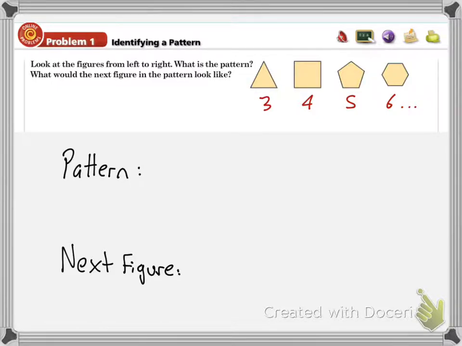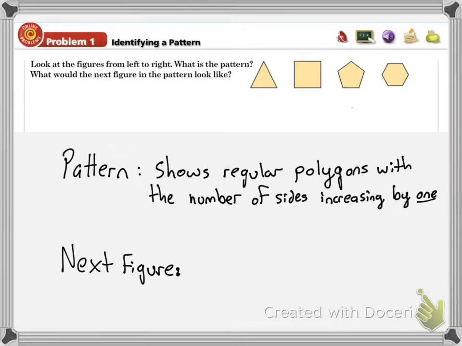So to describe that, I would just say that the pattern shows regular polygons with the number of sides increasing by 1. So the next figure, I was left with a hexagon that has 6 sides. So the next figure in this pattern has to have 7 sides. So it looks something kind of like that. And that is a heptagon.